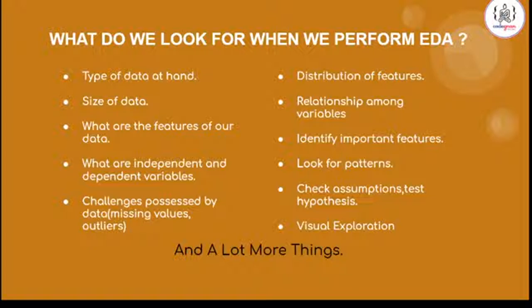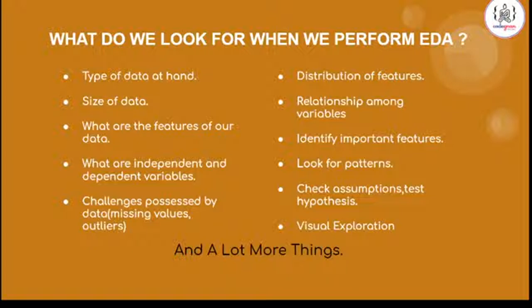All right, so what do we look for when we perform EDA? We look for the type of data at hand, the size of data, what the features of our data are, and what the independent and dependent variables are. We have talked about features, right? We need to know what the features are, and then we need to know the data types of those features. Is it a categorical or numerical variable? Only then can we do something about it, right?